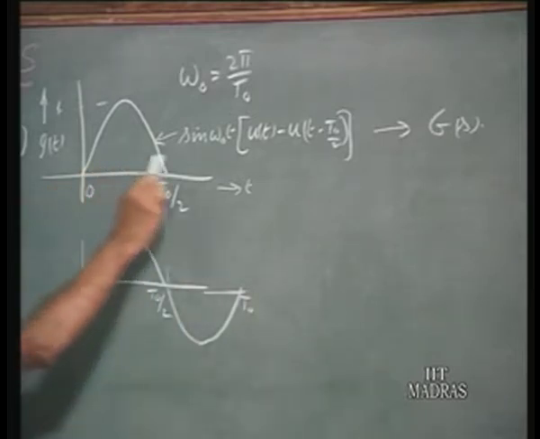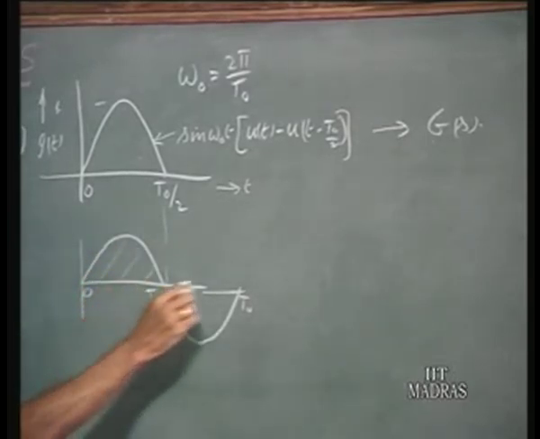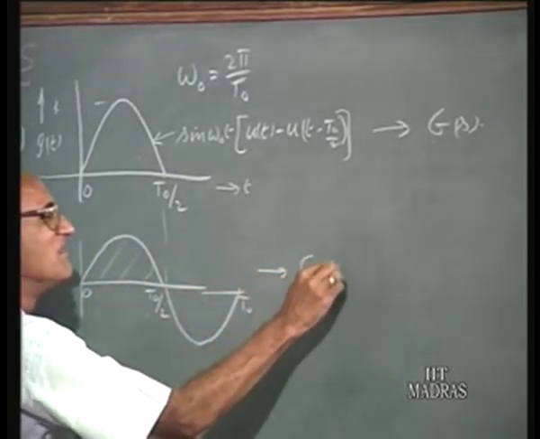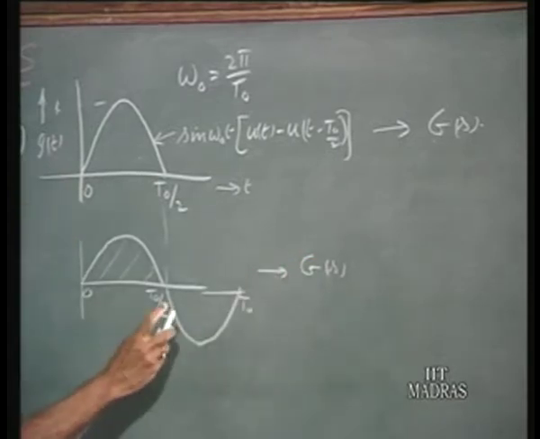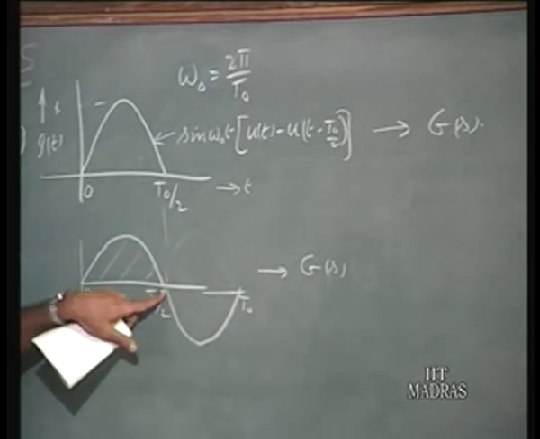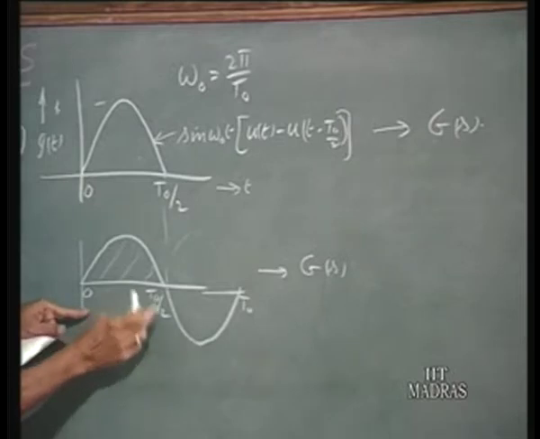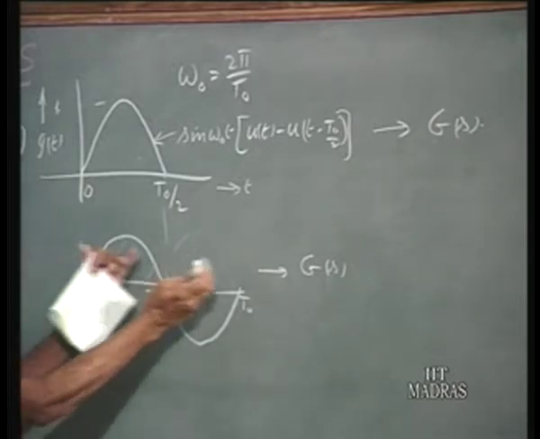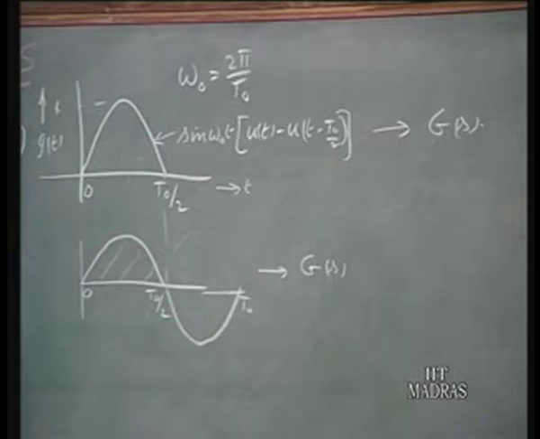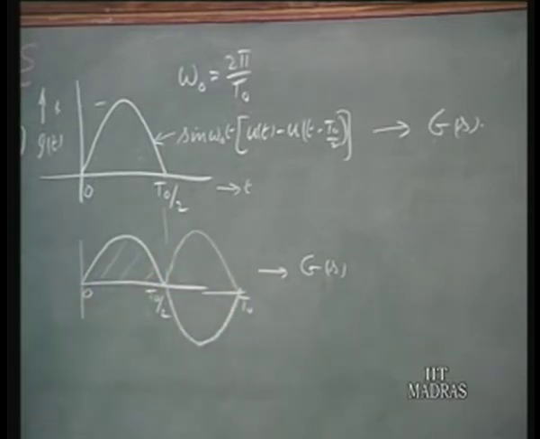If this had a Laplace transform G of s, what would be the Laplace transform of this? This portion would have the Laplace transform G of s. Suppose this portion had been flipped over like this. Its Laplace transform would have been G of s multiplied by e to the power of minus t naught by 2 s, because the same thing is delayed by t naught by 2 seconds. So the Laplace transform of a simple loop like this would have been G of s times e to the power of minus t naught upon 2 s.